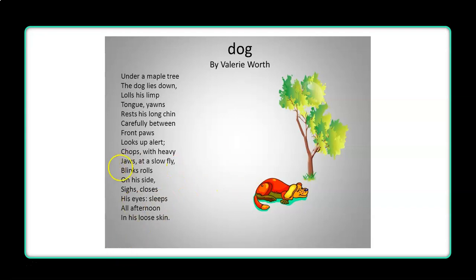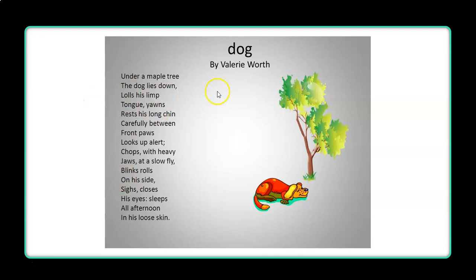And then what did it do? Then he rolled to his side. He's very tired, right? And what did he do? He closed his eyes, he fell asleep, and look how the speaker describes the skin of the dog. He has loose skin, right? So he's maybe an older dog. So we know it's not a puppy because the speaker says in his loose skin. Usually the ones that have loose skin are older dogs.